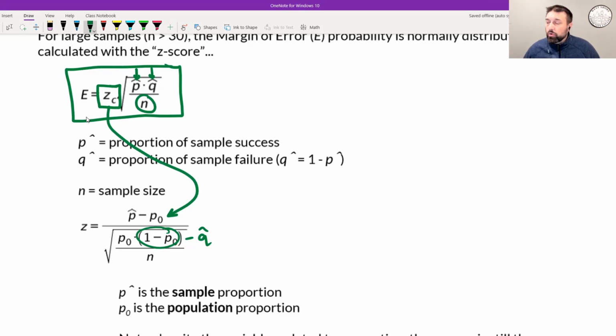Just understand that we're going back to the z-score, and then we're going to multiply that by the square root of P hat, Q hat divided by N, and that will give us our margin of error. Once we have that margin of error, we are going to add and subtract it to P hat, and that will give us our interval. So we're going to add and subtract the margin of error to P hat to get our interval.